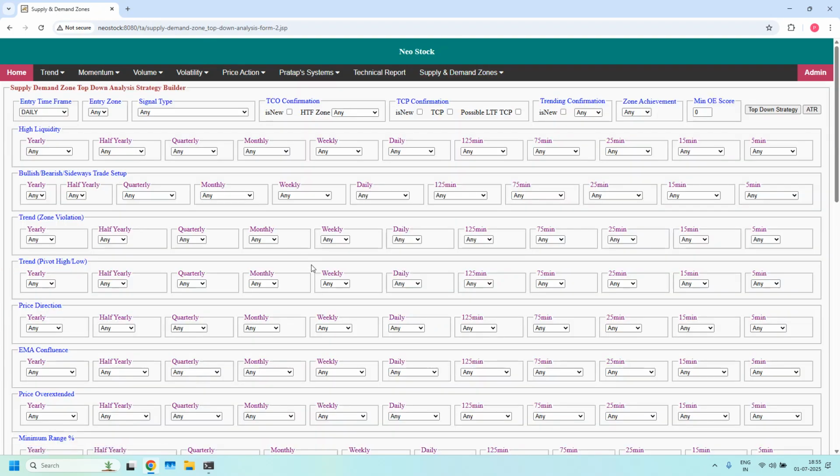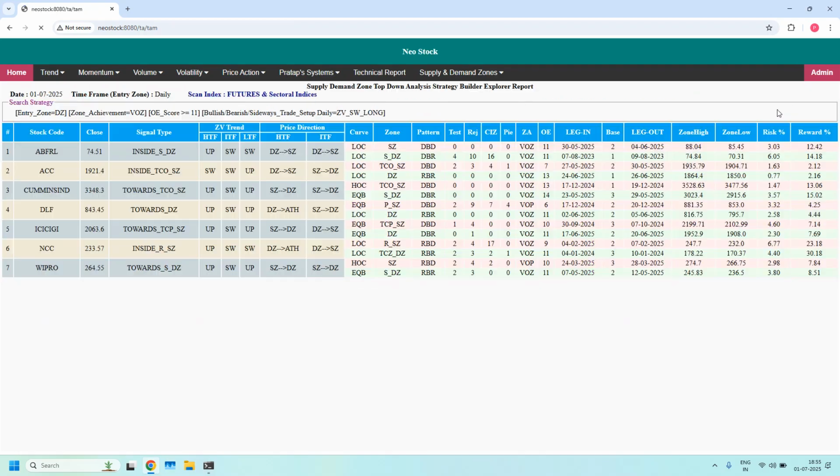So starting with monthly income trade, sideways long trade setup, entry time frame daily, entry zone demand zone. At daily, I am selecting sideways long. Zone achievement violated opposing zone. Minimum odd enhance score 11. Let's generate. So we got 7 stocks.